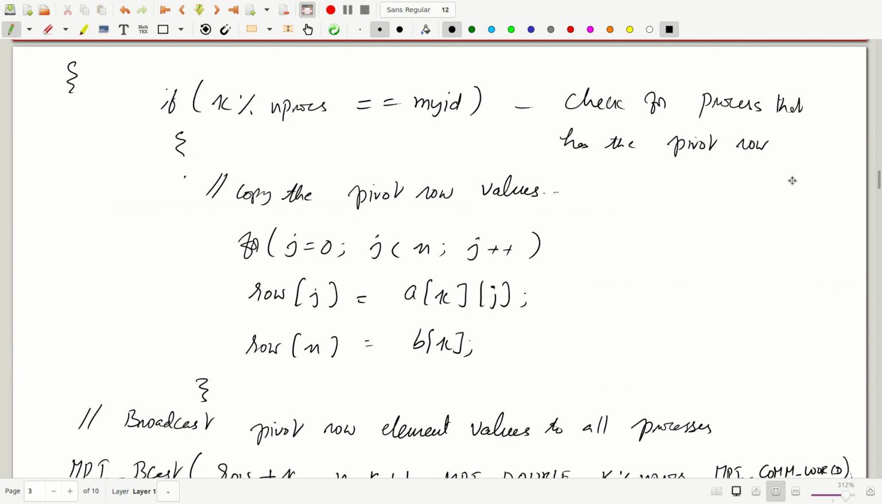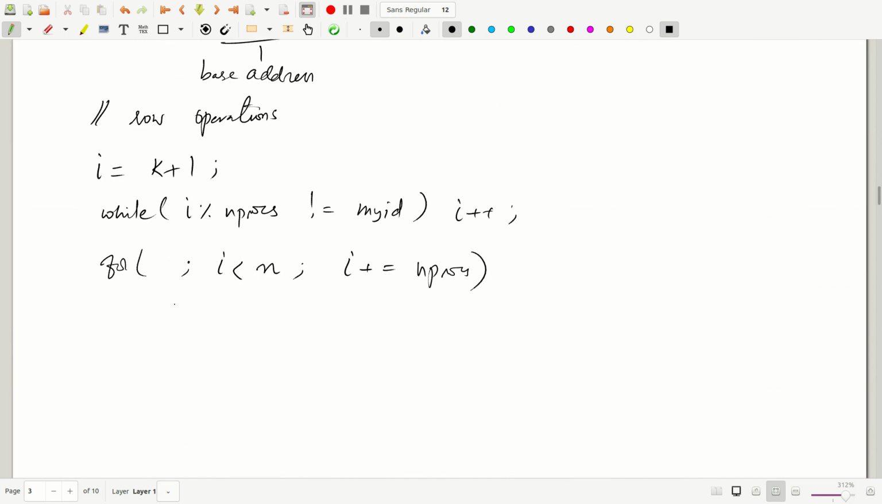Otherwise you have to recast this into local values, either using another buffer array or a location array, which would basically map your global to local. Okay, so we skip that. Then these are the row operations.